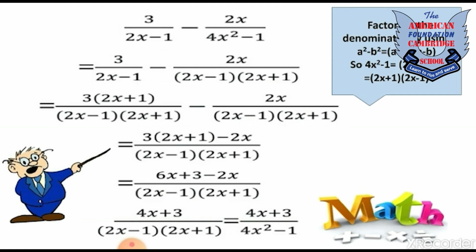This is your answer, and this can also be written as 4x plus 3 upon 4x square minus 1. You can write (2x minus 1) into (2x plus 1) again as equivalent to 4x square minus 1. It's up to you. Both answers are equal and both answers are correct.